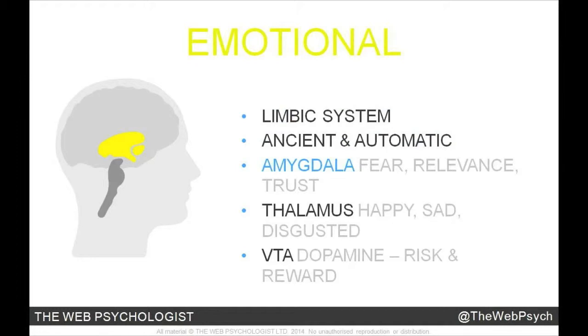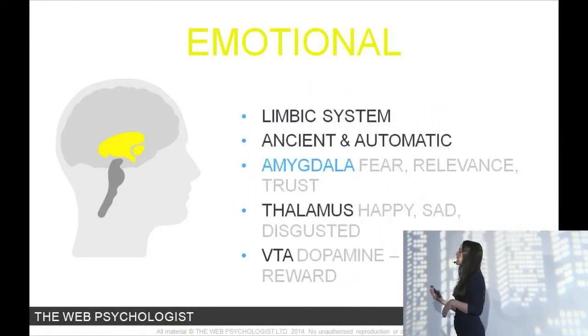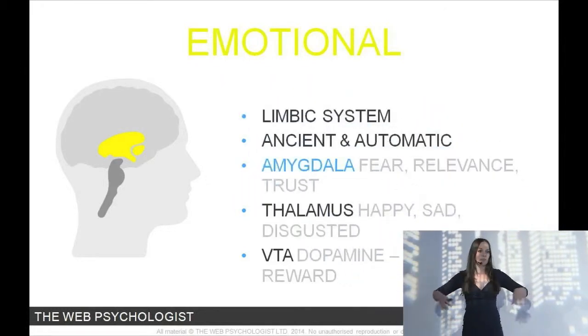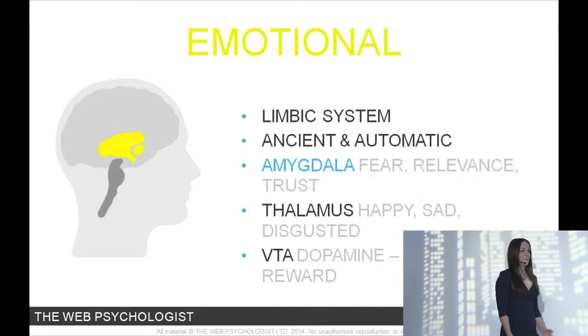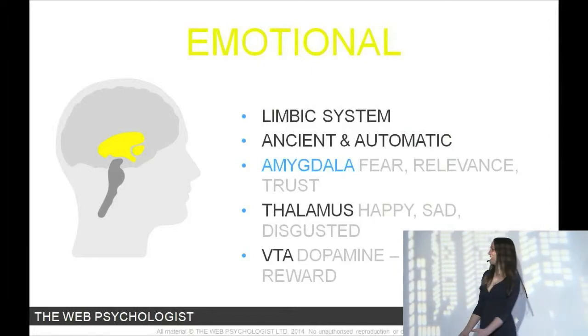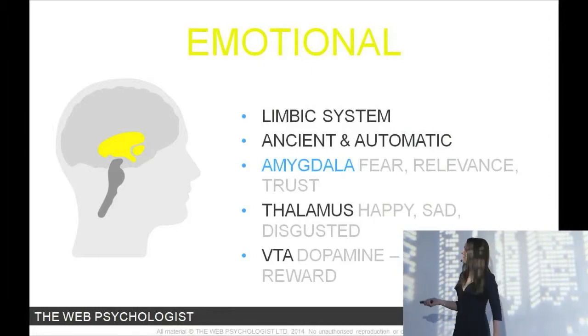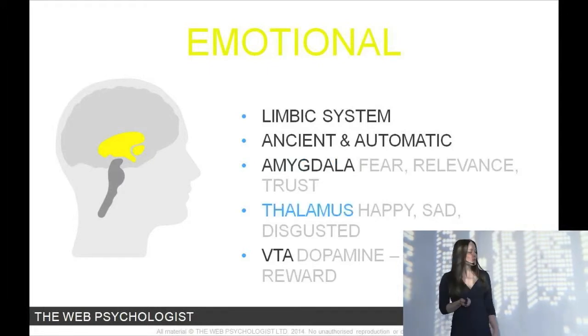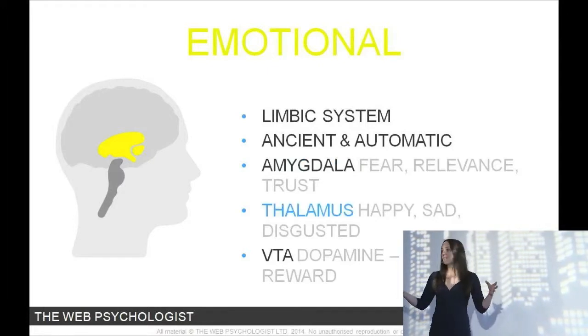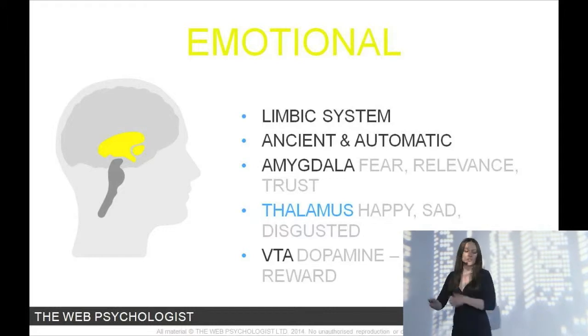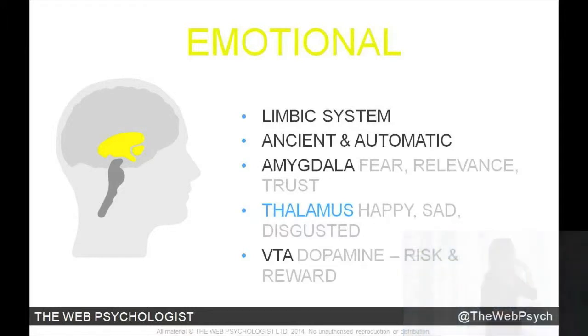It's also active when we're looking for cues as to whether we can trust the people that we're engaged with, and it's also things that are relevant in our environment. So if you're ovulating, you might look for cues with potential mates, if you're really hungry, cues for burgers, etc. The emotional system is also where you find the thalamus, which is like the grand central station of processing emotions in the brain, and the ventral tegmental area, which is rich in dopamine receptors, which is the thing that gets you to seek out rewards and take risks.